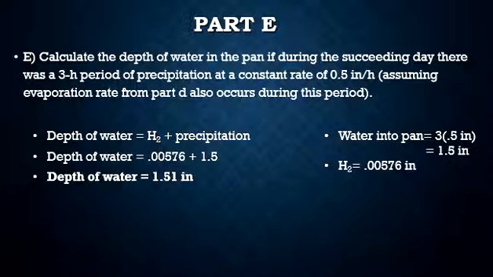Now here is part E. The question is asking us to calculate the depth of the water in the pan after 3 hours of precipitation at a rate of 0.5 inches per hour. We know the depth of the water after evaporation, and now there is an input due to precipitation. We can calculate how much water was rained into the pan by multiplying the hours of precipitation by the rate, which is 0.5. We get an answer of 1.5 inches of water into the pan. Now, we can add this amount to the known height of the water after evaporation, and we get the answer here of the depth increased to 1.51 inches.